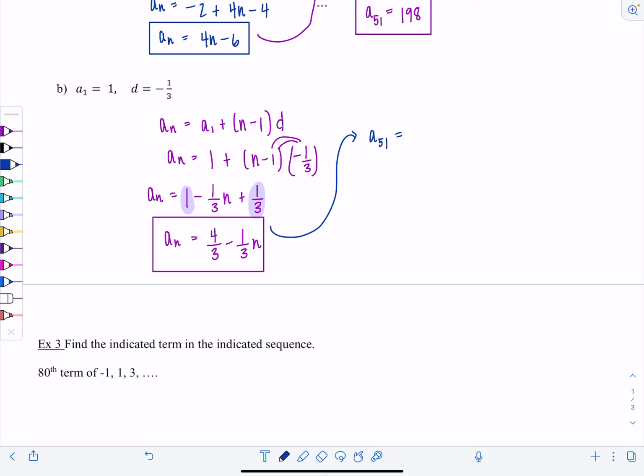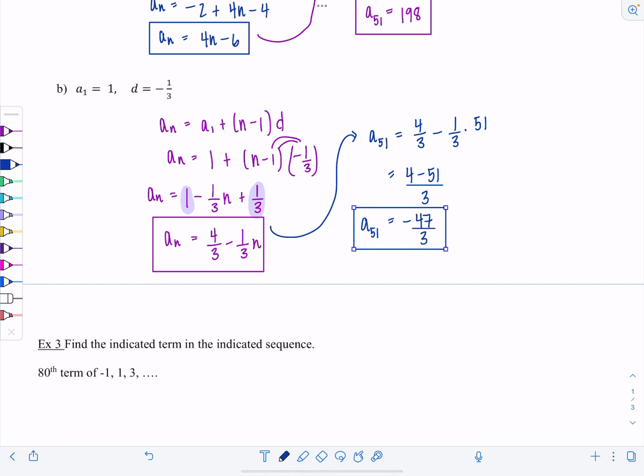So we have 4/3 minus 1/3 times 51. And we already have a common denominator, don't we? So we have 4 minus 51 over 3, which would be -47 over 3. So that's what A sub 51 is. All right, not too bad. How'd you guys do? Did you get it right? Okay, I hope so. Let's move on. Look at some more applications here.